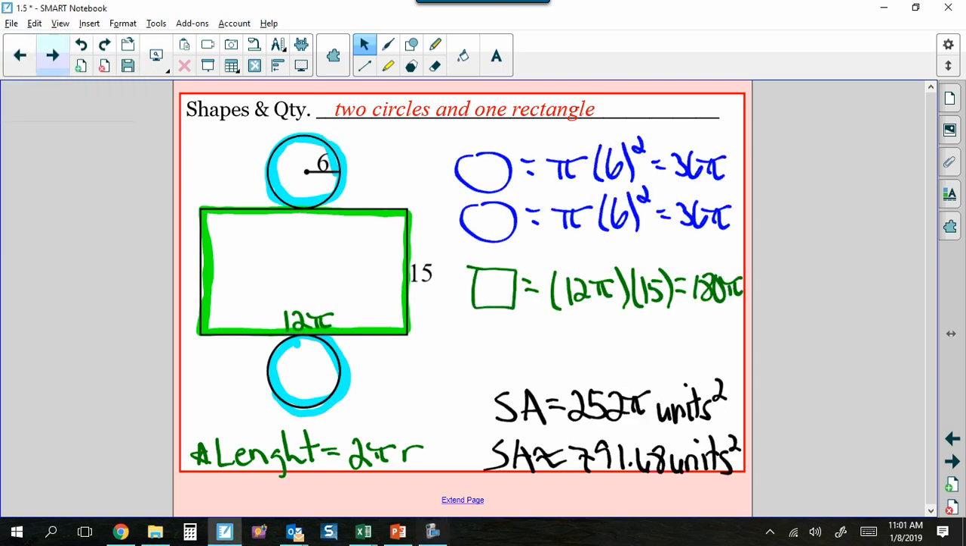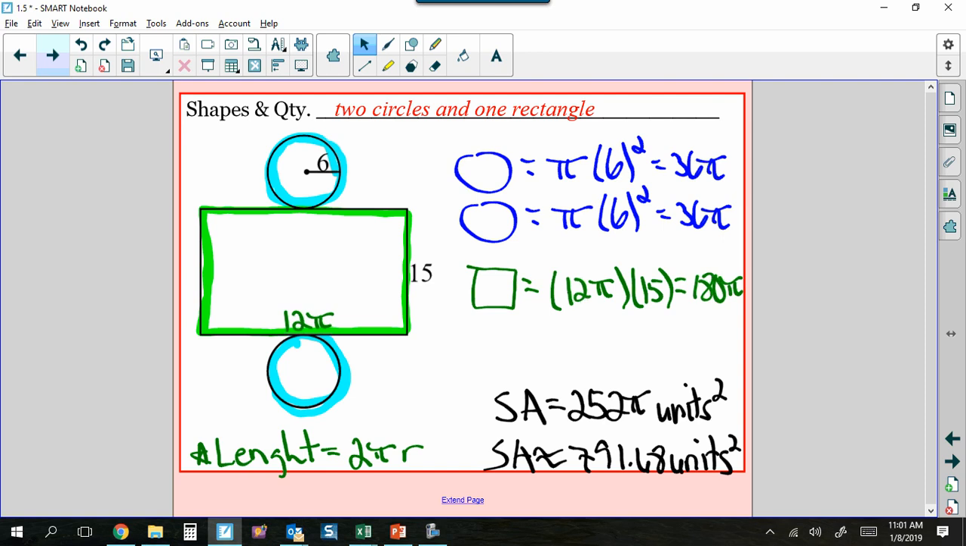Okay, so here it is, poof. This is what you should have gotten. You should have gotten 6 squared pi is 36 pi for both circles. And then 12 times 15 is 180, so the rectangle is 180 pi. When you add 36 plus 180, you get 252 pi units squared for the exact answer.